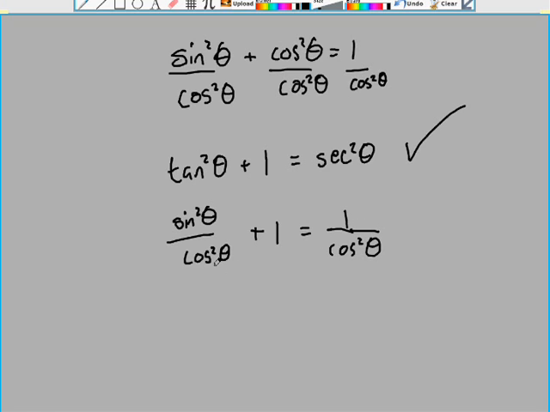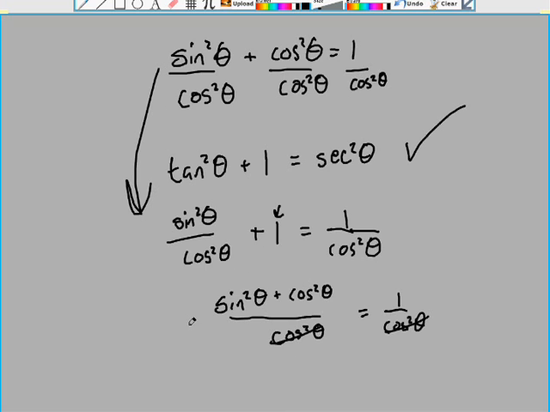Okay, now if we rewrite this in terms of a common denominator, that means we want to rewrite the 1 here as cosine squared over cosine squared. So you end up with sine squared theta plus cosine squared theta over cosine squared theta is equal to 1 over cosine squared theta. Multiply both sides by cosine squared theta. Oh, and look at that, we're back where we started. See, they're equivalent statements. We can go one way or we can go the other way. That's the beauty of trig identities.